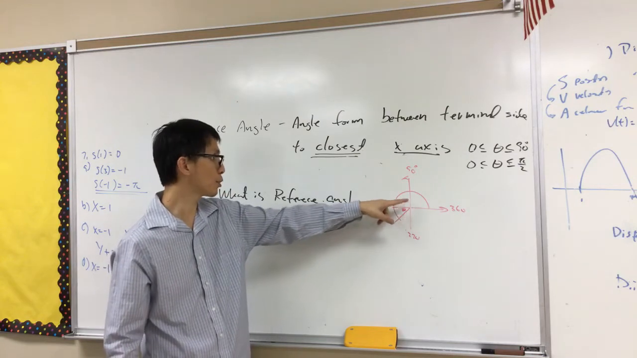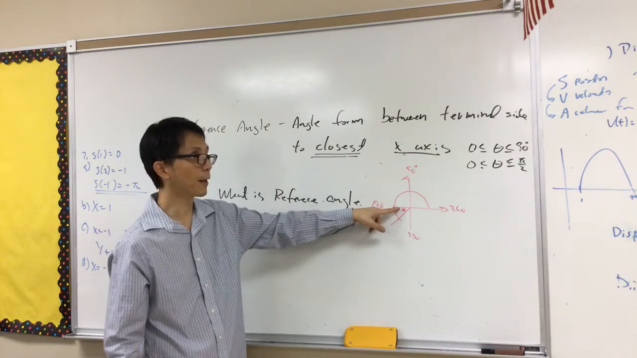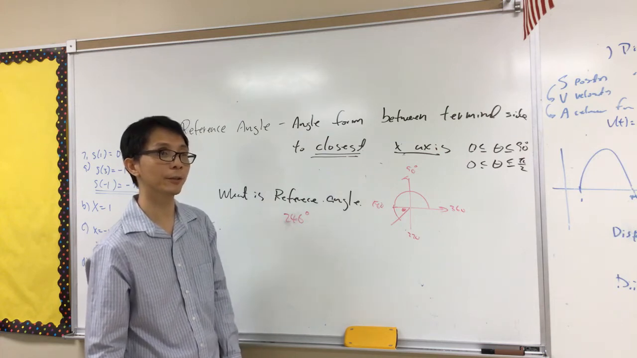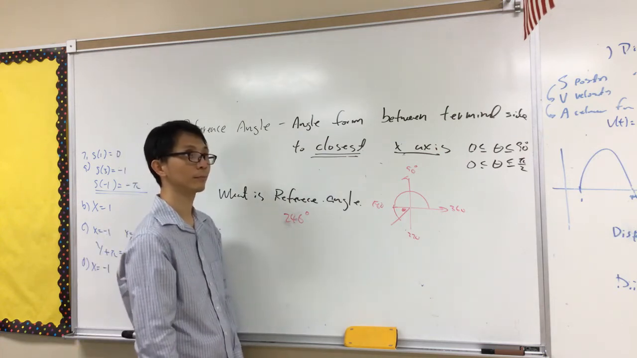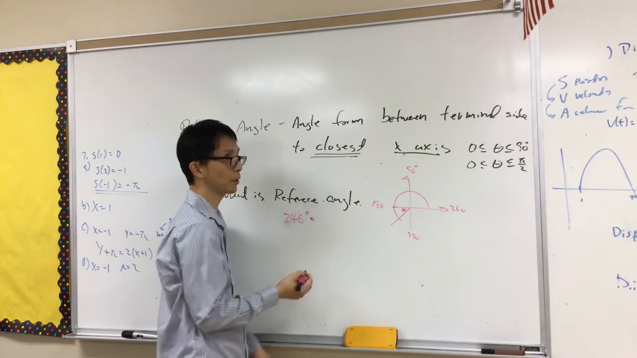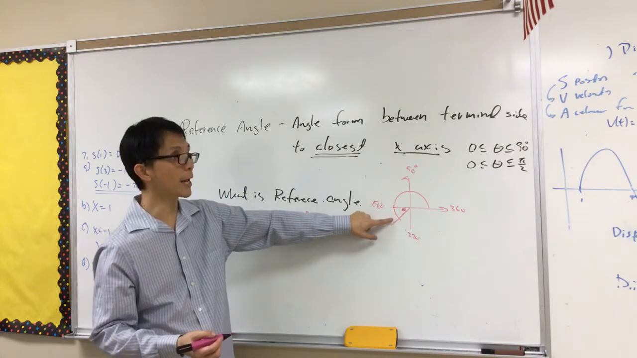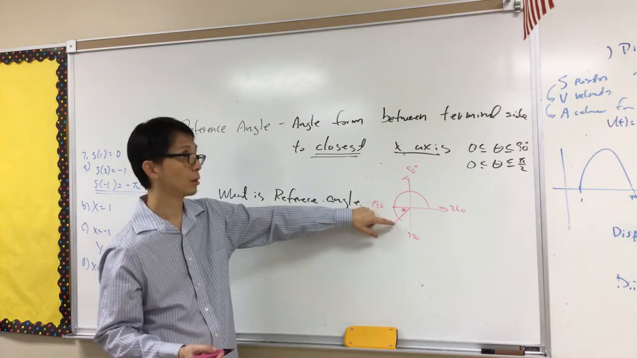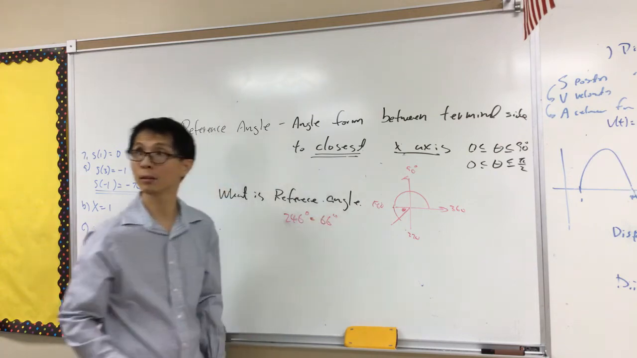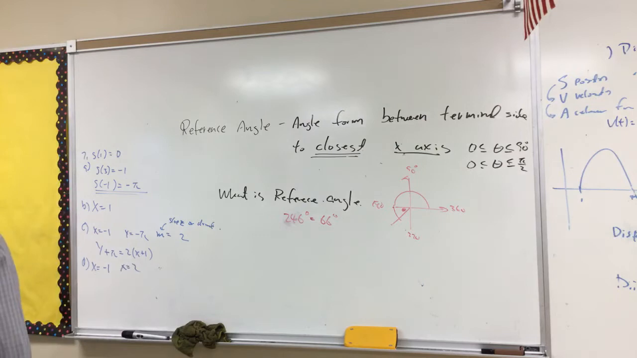So if this is 246 degrees, can I find out this small angle? Subtract 180, good. So on this part, this angle is 246 subtract 180. Therefore it is 66 degrees. Okay, 66 degrees. Does that make sense?